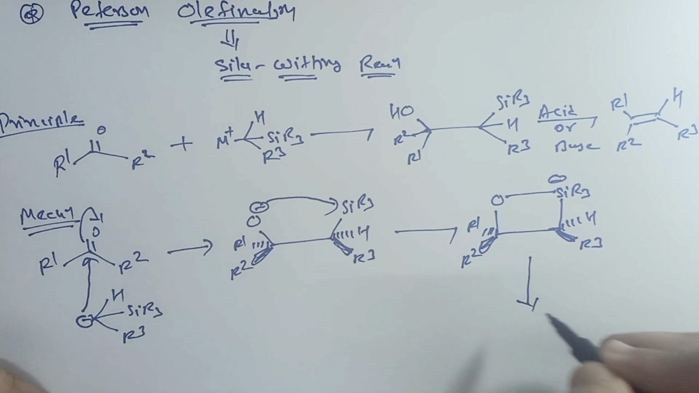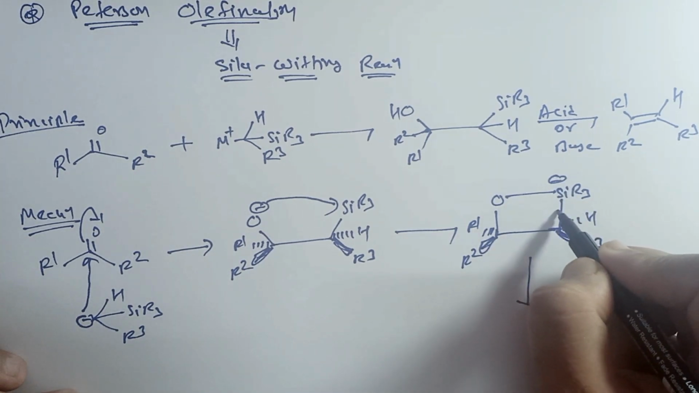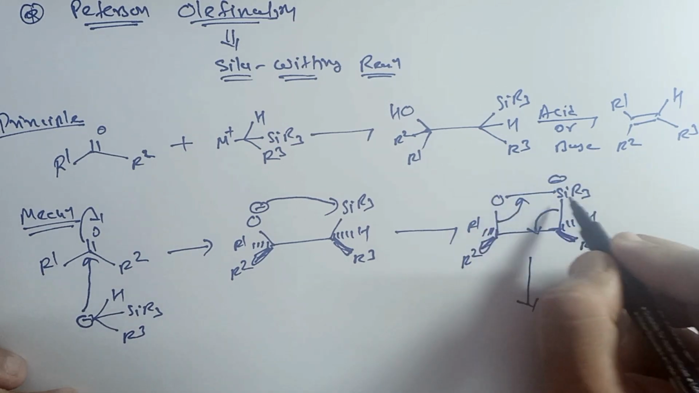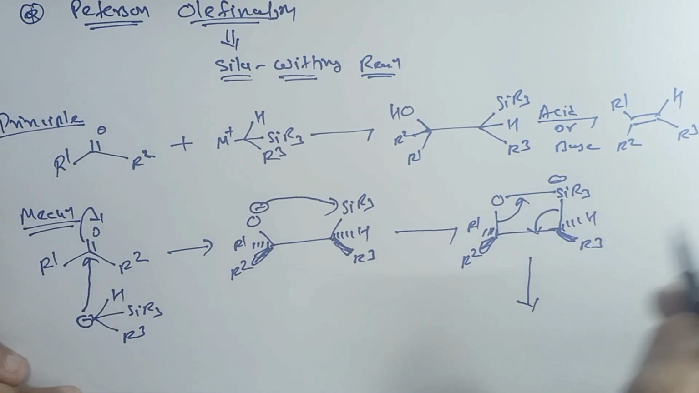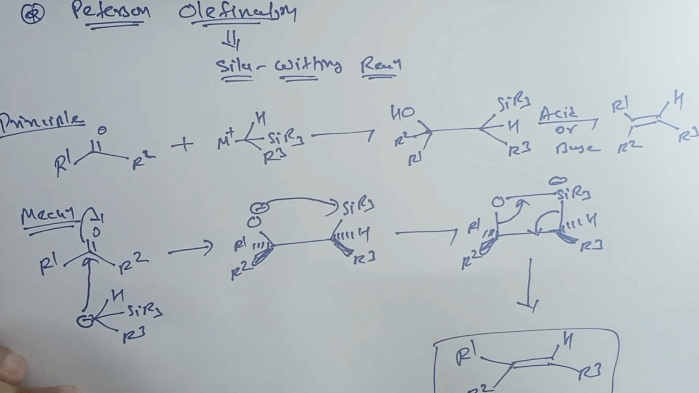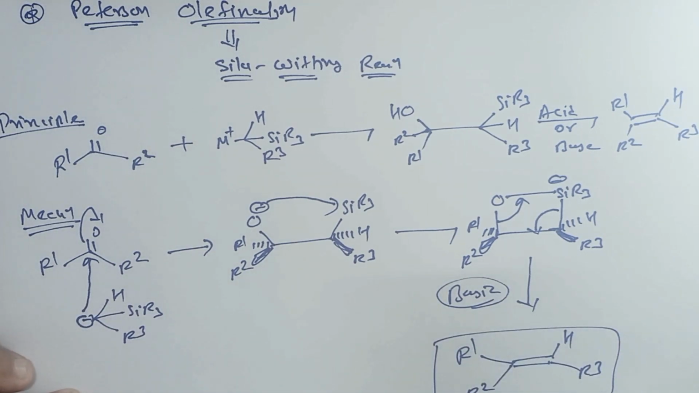Now here the elimination will take place. This negative charge is not stable, so it will make a bond over here, and this will act as a leaving group. So we get this type of intermediate, and the olefin is created. In that way you can create an olefin in the basic medium. This is the reaction mechanism for the basic condition.